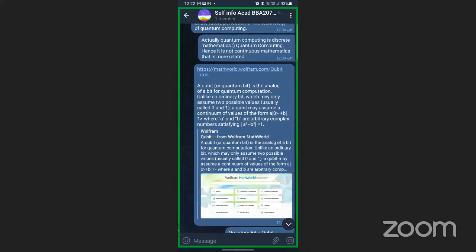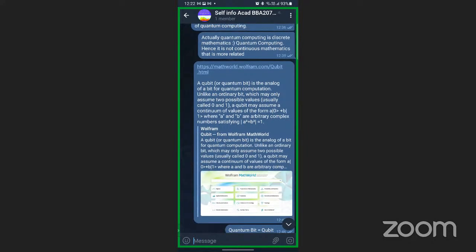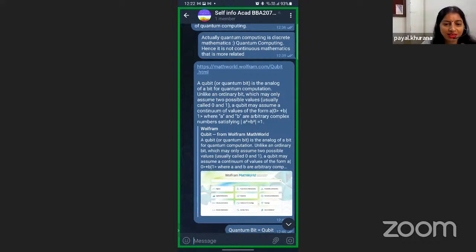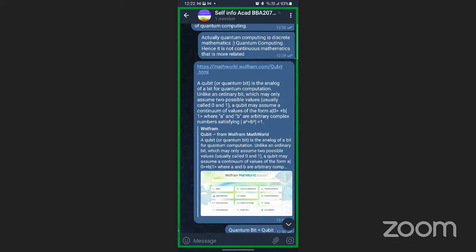Do you know this notation? Do you people know this notation? No, sir, people do not know it. You don't know that notation. Okay, I'll introduce you to that notation also.